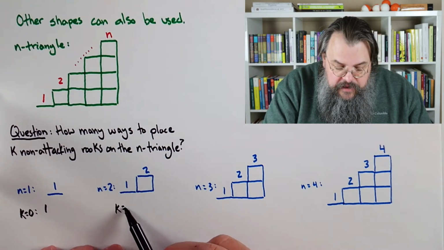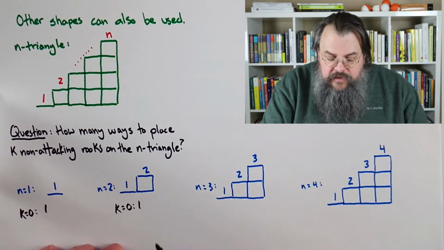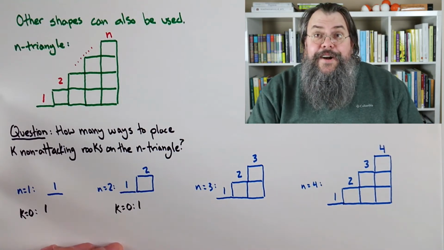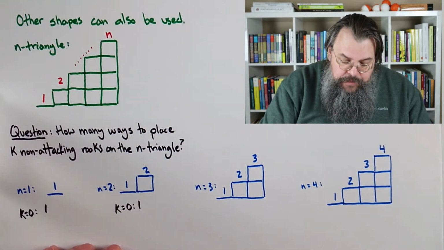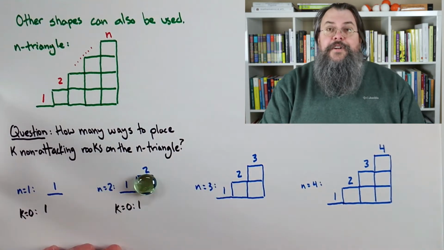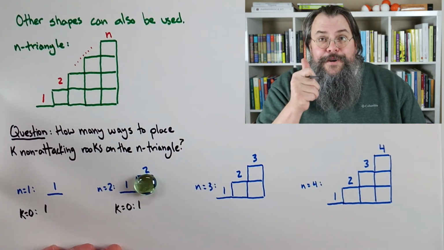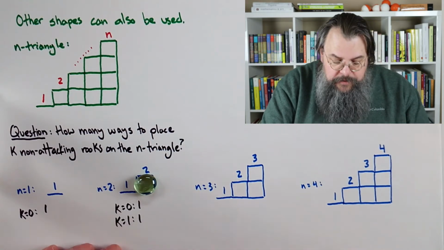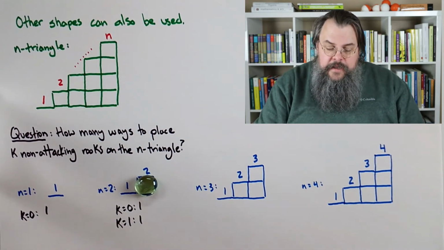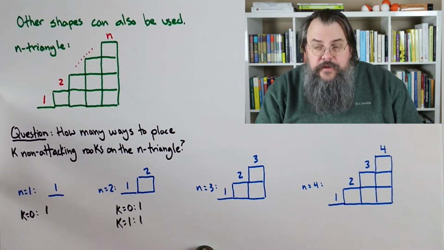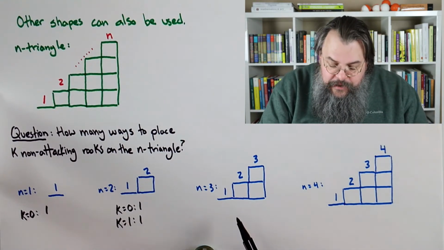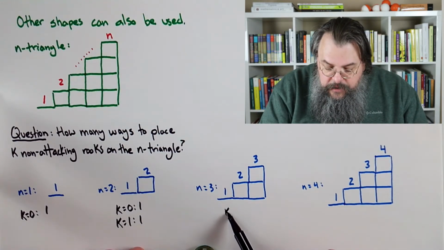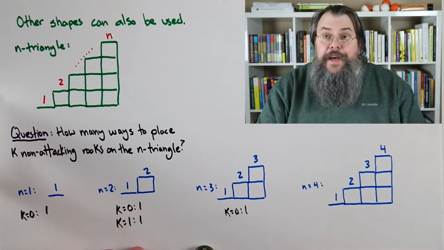All right, so we can still say that k equals 0 is still 1, but there's a square, right? So I can put one rook down, and I can do it in one way. Okay, so k equals 1 is 1. All right, not so bad. Okay, let's go to our next one. Okay, again, do nothing, always an option, one way.